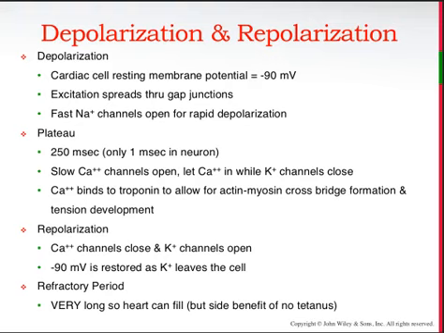Depolarization starts with that cardiac cell having a stable resting membrane potential at negative 90 millivolts. We're going to see excitation spread between those fibers through gap junctions in the intercalated discs. Depolarization occurs because some fast sodium channels open up and sodium floods into that cell, and that sodium flood is the cause of our rapid depolarization. Those channels will close spontaneously within milliseconds.